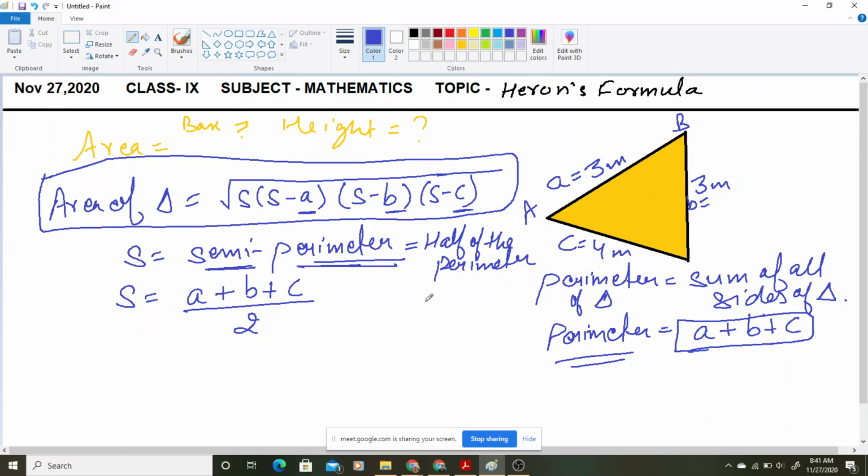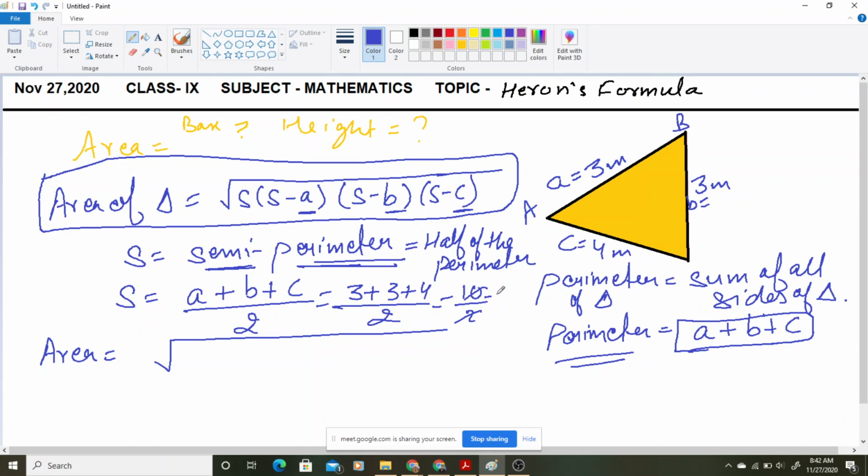Okay, now if you need to find the area, suppose for the same question I am finding the area, how will I find it? Area will be under root. Now first find the value of S. It will be 3 plus 4 plus 5 divided by 2, that is 12 divided by 2 and you will get 6. Yes, it's correct.